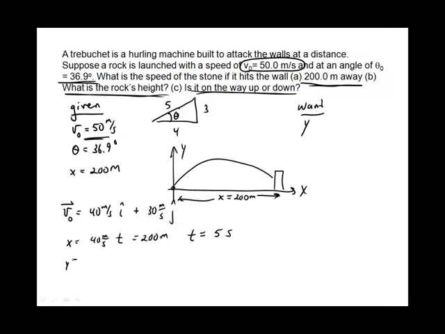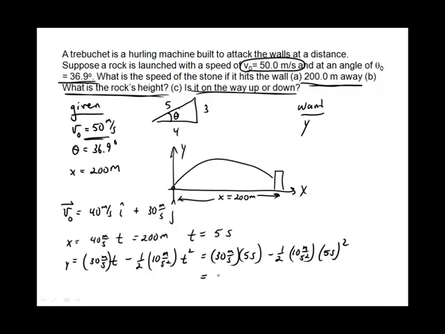Then the question is, what is y? Well, y is equal to y naught, but that's 0, plus 30 meters per second t minus 1/2 g t squared, and I'm going to use 10 meters per second squared for g just because it's easy to work with. But I know t is equal to 5 seconds. So this is 30 meters per second times 5 seconds minus 1/2 times 10 meters per second squared times 5 seconds squared. And so that's 150 meters. Seconds cancel. And half of 10 is 5 times 25, so that's minus 125 meters. So 25 meters. It strikes the wall at a height of 25 meters.